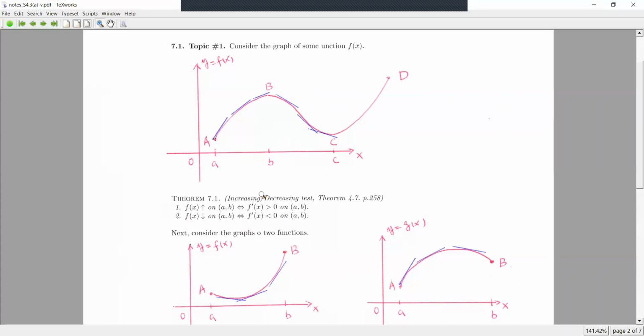This is about increasing, decreasing. Now, concave up, concave down.